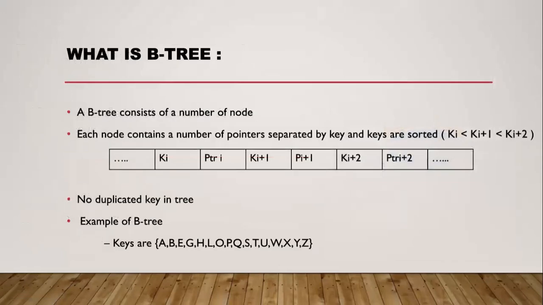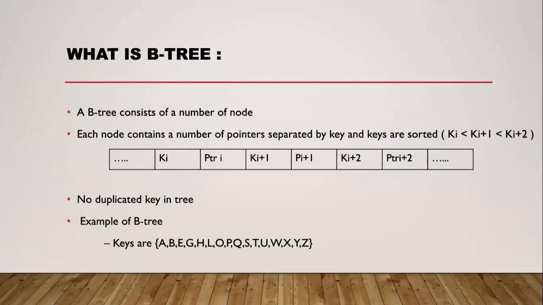So, what is a B-tree? Here, a B-tree consists of a number of nodes. Each node contains a number of pointers separated by keys, and the keys are sorted: key i is less than key i plus 1, which is less than key i plus 2.